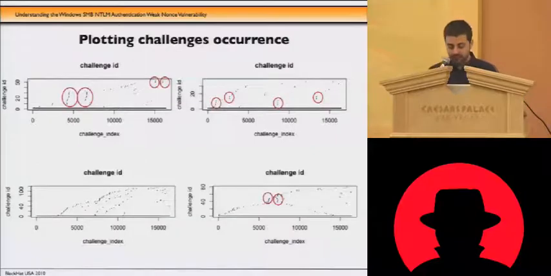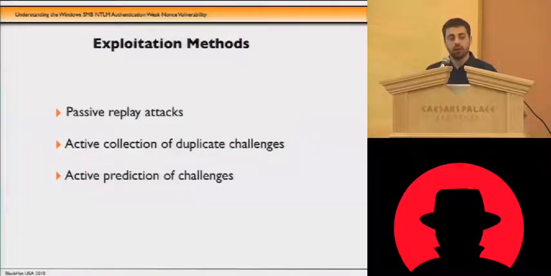So just by taking into account that we know that the server is generating a lot of duplicates, what can we do with that? How can we exploit the fact that the server is generating within a very short period of time the same nonces over and over again? Well, the first two attacks that we're going to talk about are going to exploit that. Those are the passive replay attacks and the active collection of duplicate challenges. The third one, the active prediction of challenges, actually is a different flaw that we found in the same code and has nothing to do with the fact that the server is generating duplicate challenges. But we're going to talk about that later. Agustin is going to explain how that all works.